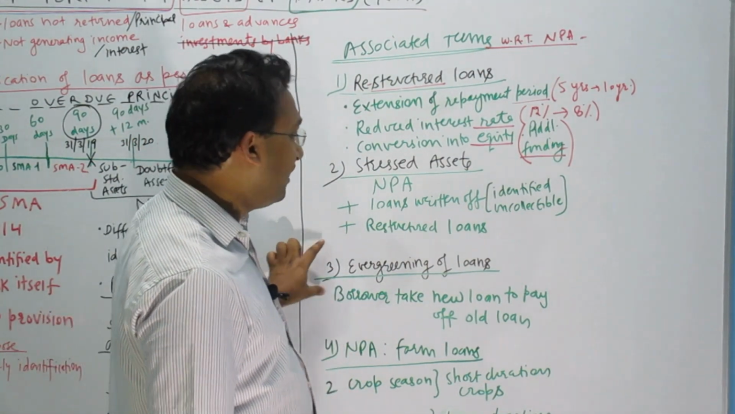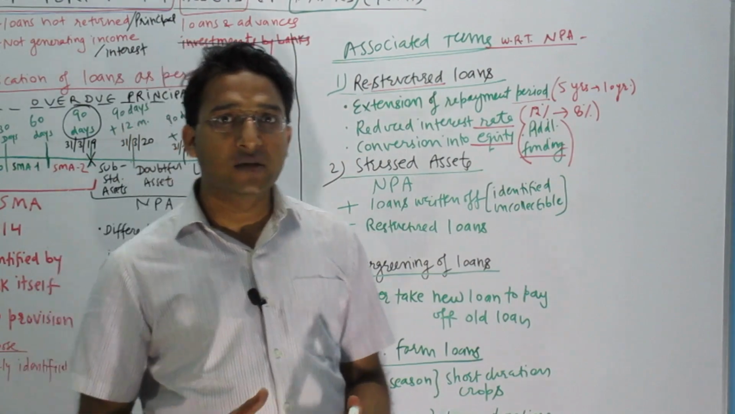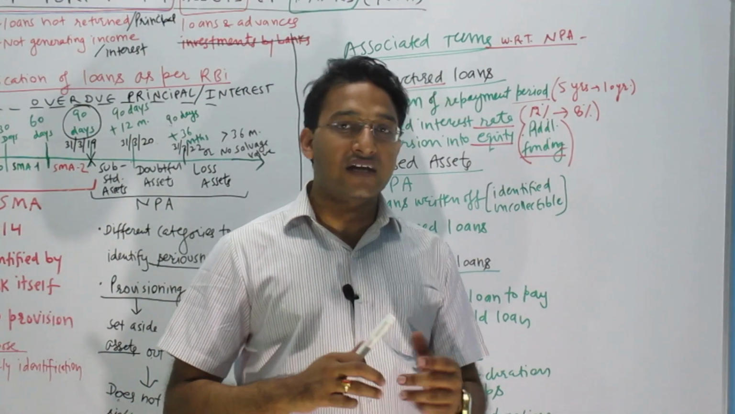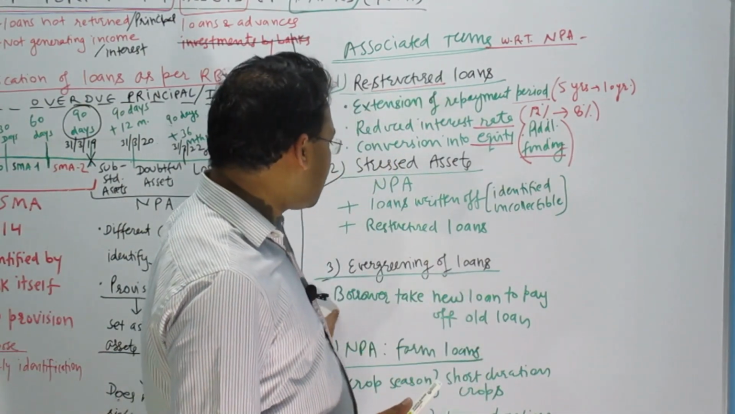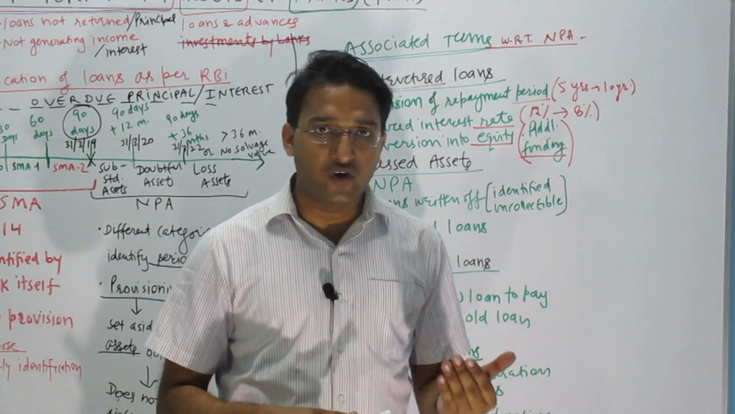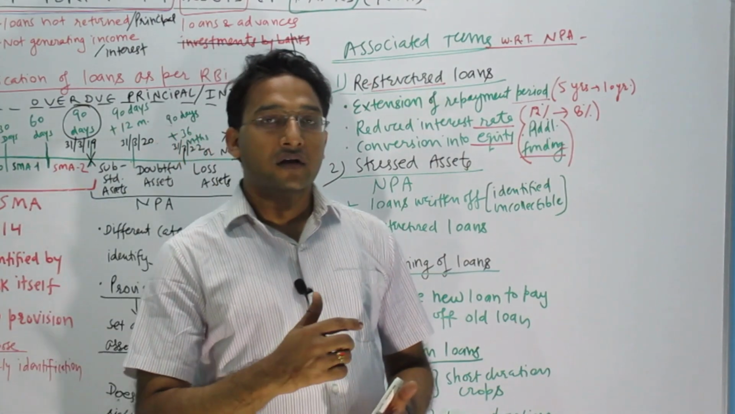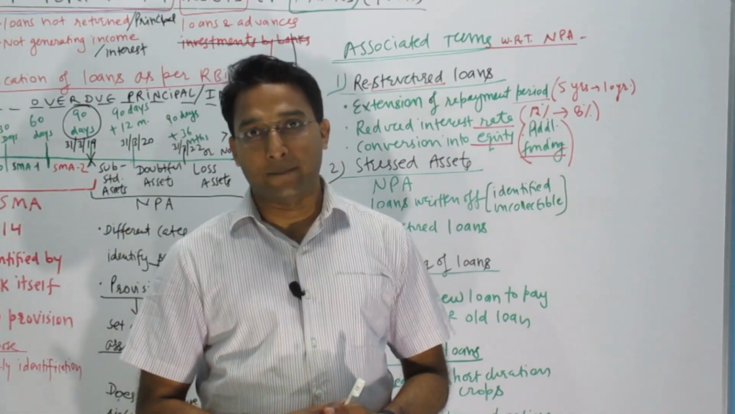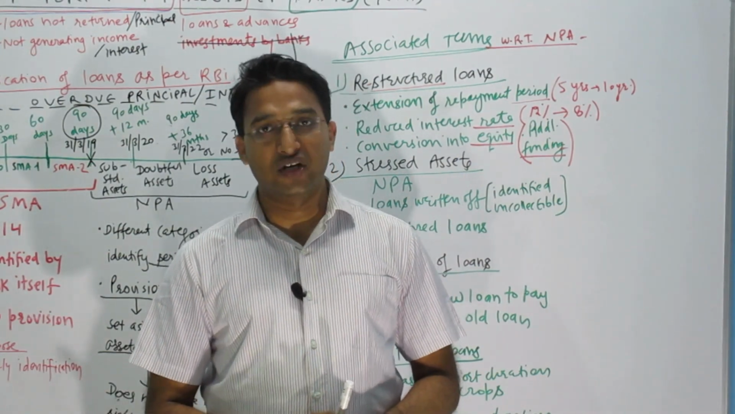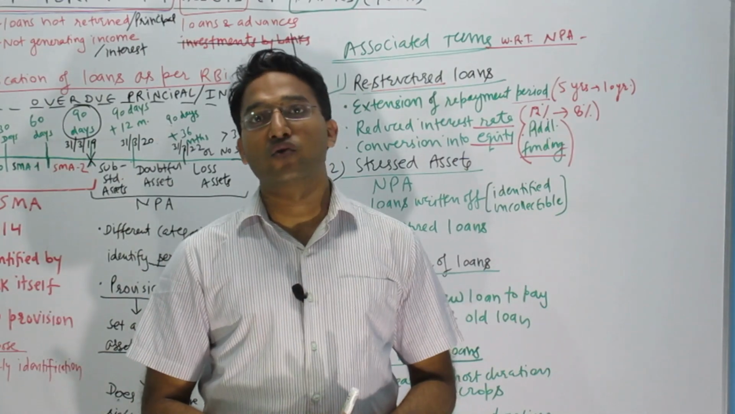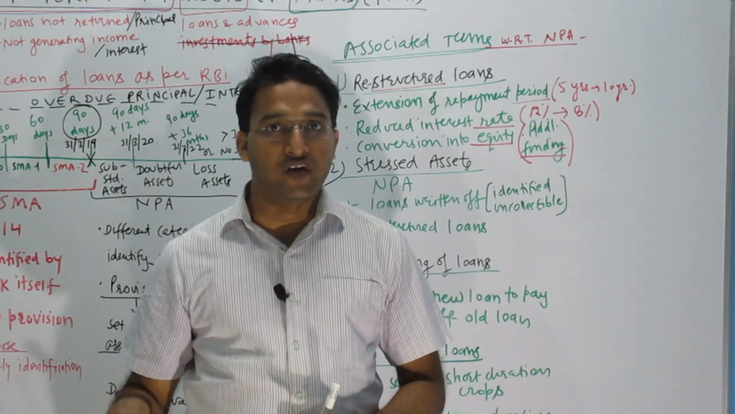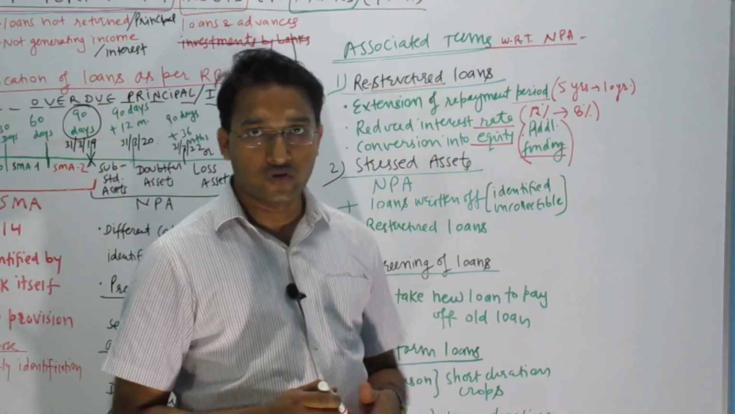Now the third term is the evergreening of loans. Evergreening basically means enhancing the life of the loans. Evergreening is done by the borrower when the borrower takes a new loan to pay the old loan. For example, the State Bank of India has given a loan to the borrower. Now the due date of the State Bank of India is approaching. So the borrower goes to a second bank, for example the Punjab National Bank, and Punjab National Bank gives the loan to the borrower. From that loan, the borrower is repaying the State Bank of India. This is called evergreening of loans, right?